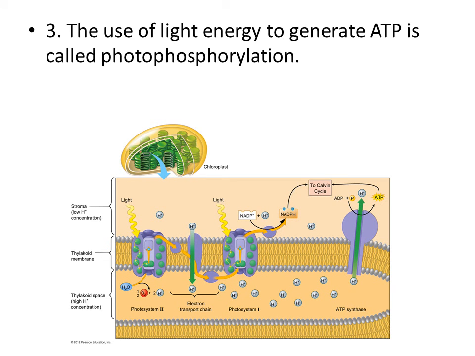The third way to make energy is through light. So the use of light energy will generate energy, and it is called photophosphorylation. We will cover this extensively when we talk about plants.